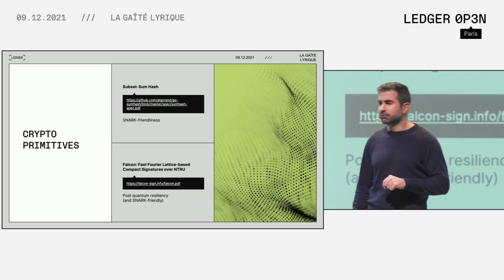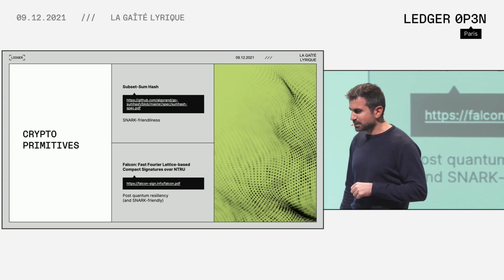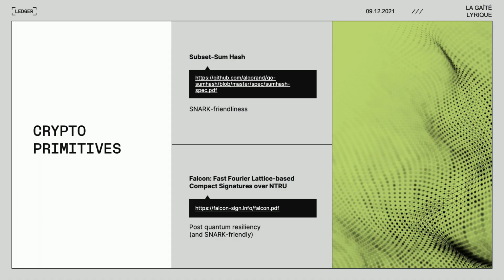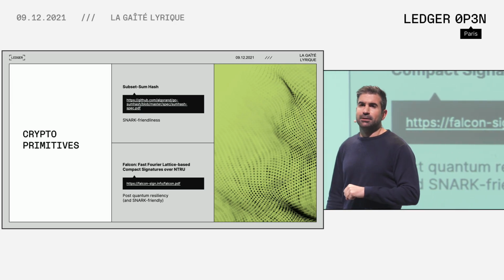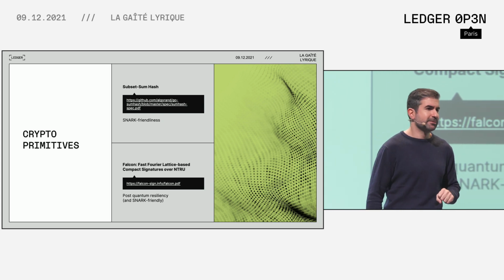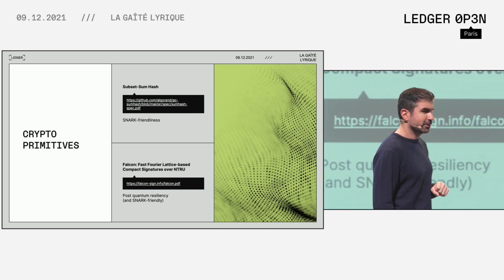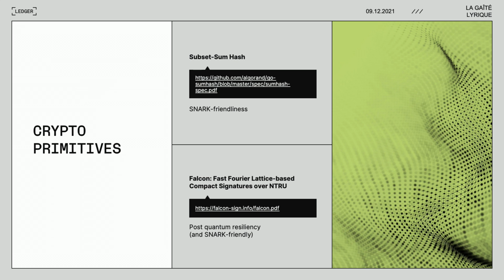Okay, we leveraged a couple of new crypto primitives in this one. The first one is subset sum hash. For those who are very well versed in hashes, it's not a real hash. It satisfies 2 out of 3 properties, but we're still going to call it a hash because it's easy and useful, and it's very SNARK friendly. The other one is Falcon. Falcon is a new signature scheme that's also post-quantum resilient, and we're going to talk about it in a second. Both of these, the implementations, etc., are available online in our repos, and you can find them there.